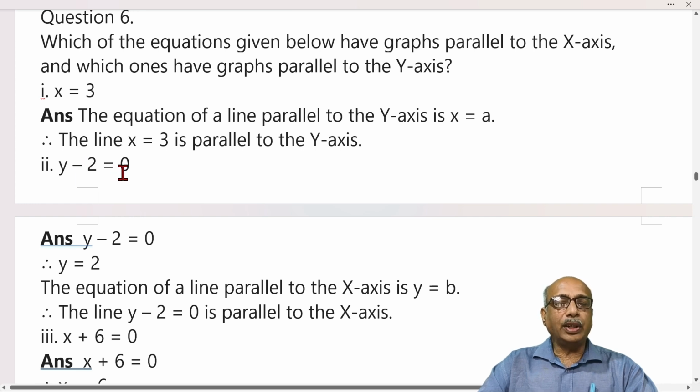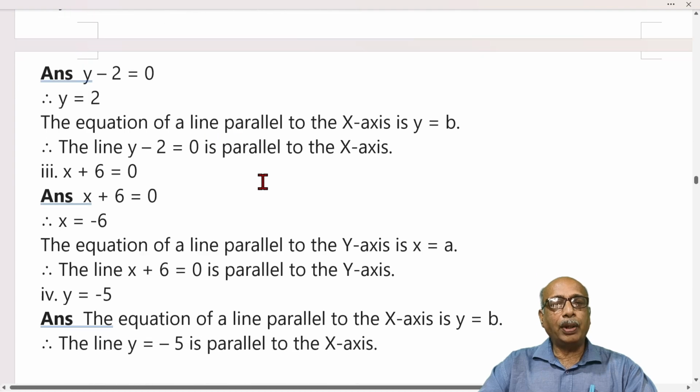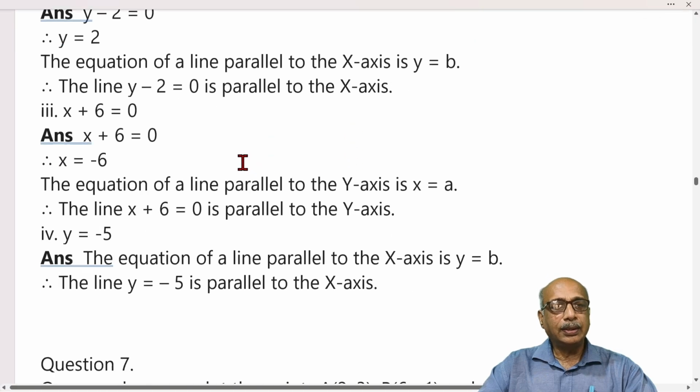y minus 2 equals 0. y minus 2 equals 0 means what? Therefore, y equals 2. The equation of a line parallel to x-axis is y equals b. Therefore, the line y minus 2 equals 0 is parallel to the x-axis.